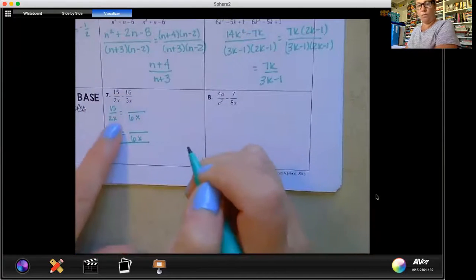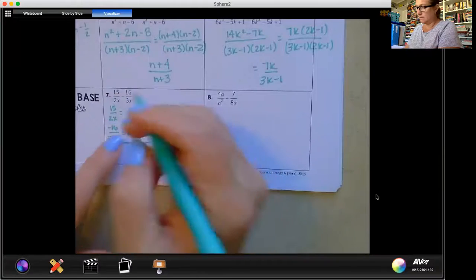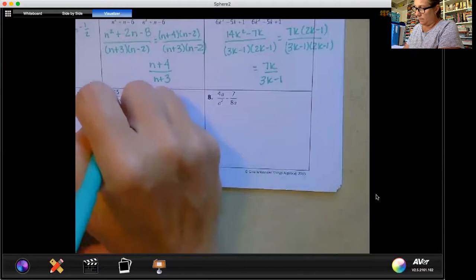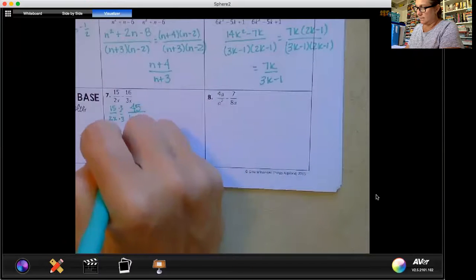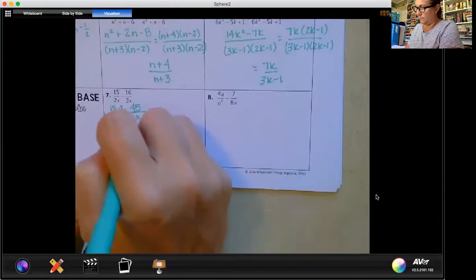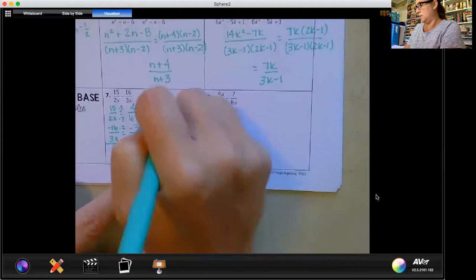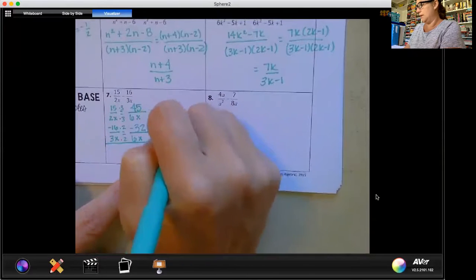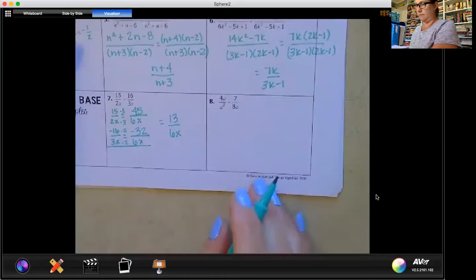Then you figure out what does it take to go from 2x to 6x, and that's a multiplying of 3. And then what does it take to go from 3x to 6x? That's a multiplying of 2. And so 35 minus 32 is 13 over 6x. Now, if you don't like that method, you're welcome to come up with your own. It is perfectly fine.